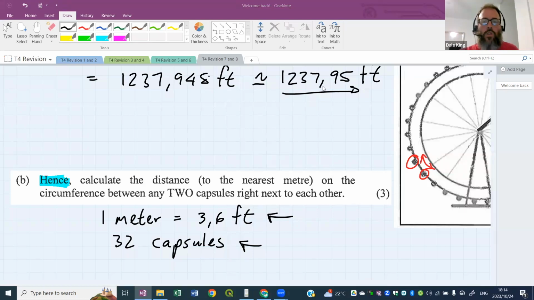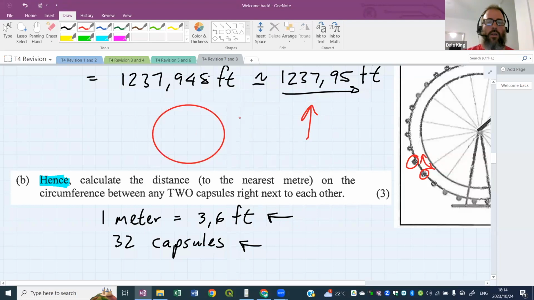Bianca, the first question was, what is the circumference of this Ferris wheel? Up here on the top right, we worked out the circumference of the Ferris wheel. That's the full circumference, all the way around the circle. And then we've got two capsules, one there and one there. They want to know the distance between the two capsules on the circumference if there are 32 capsules. And by the way, they want this distance in meters, not feet.